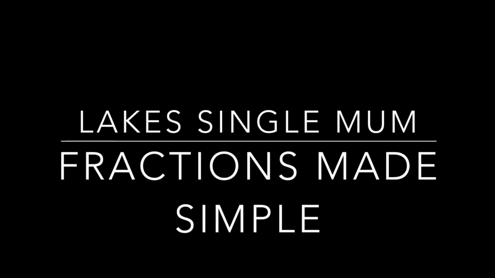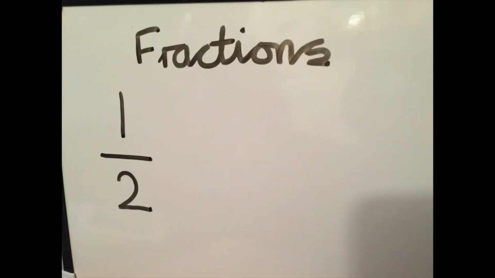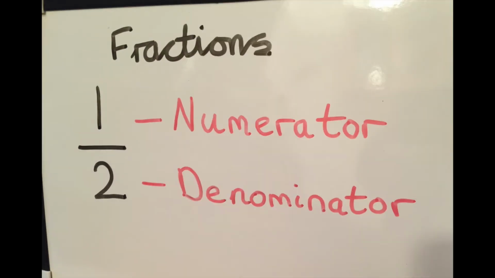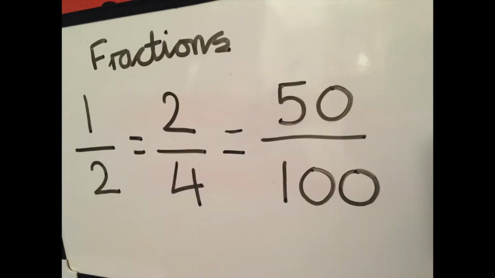Don't be afraid of fractions, they're so simple. This is a half. The top number is the numerator, bottom denominator. Equivalent fractions. A half is the same as 2/4, which is the same as 50 over 100.